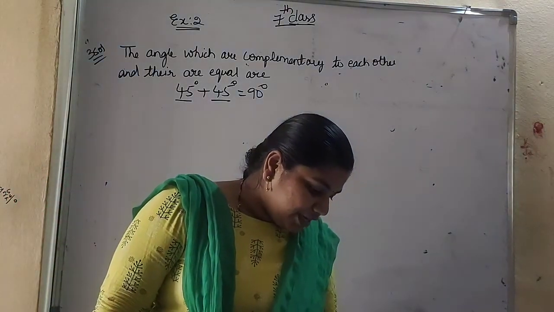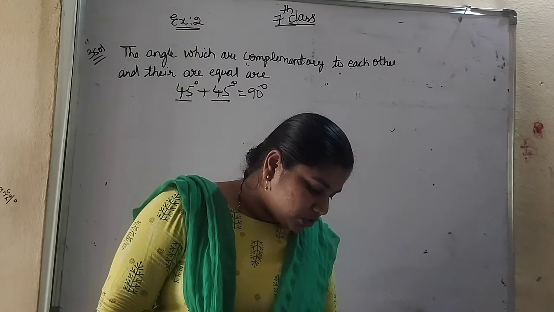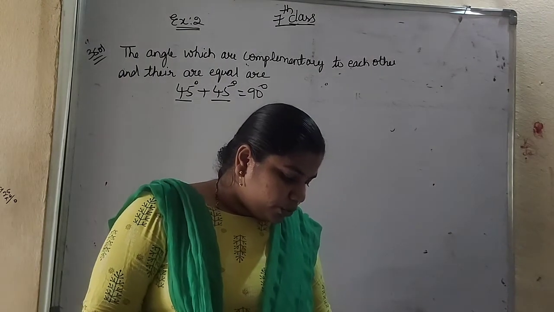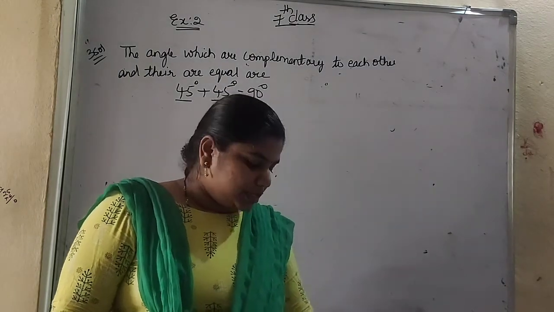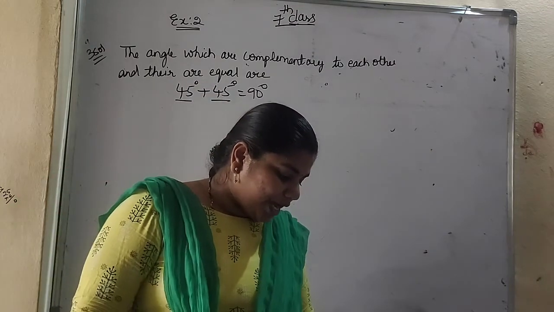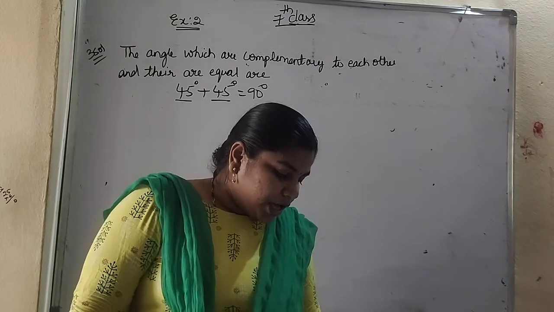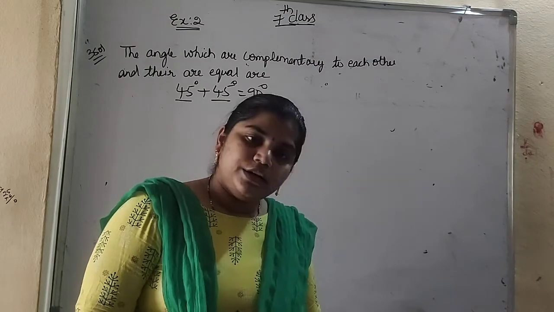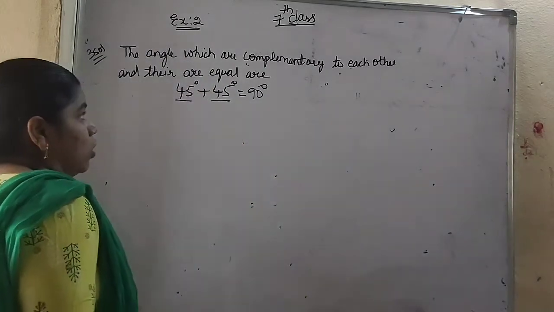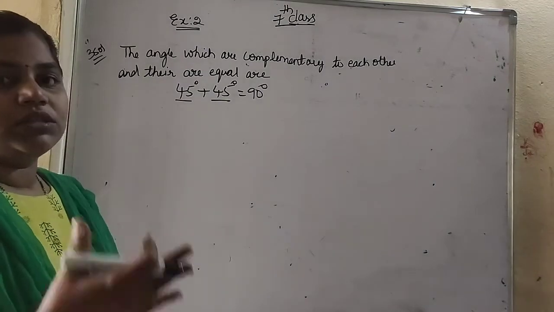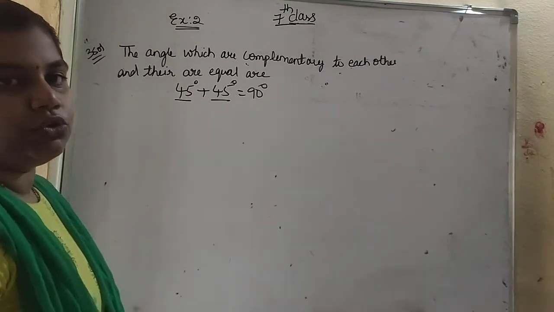Manasa says each angle in any pair of complementary angles is always acute. Do you agree? Give reason. So Manasa says that each angle in every pair of complementary angles is always acute. Do you agree? Give reason. Yes, they are always acute angles because the sum of two angles should be equal to 90.